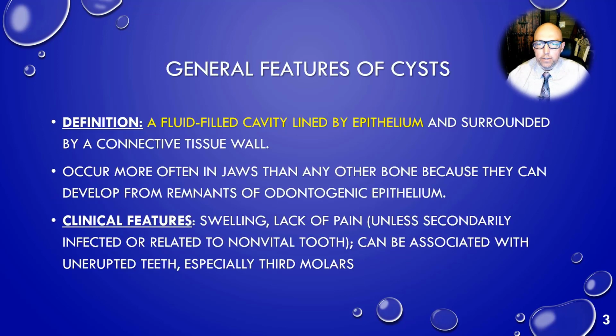First, I want to talk about the general features of cysts, and I did this as well in the previous lecture when I was talking about periapical cyst. We talked about the definition of a cyst. It is a fluid-filled cavity that's lined by epithelium, surrounded by some connective tissue wall. The general features of a cyst is that it will cause swelling. Usually they lack pain unless they're secondarily infected, which anything can become if it communicates with the oral cavity.